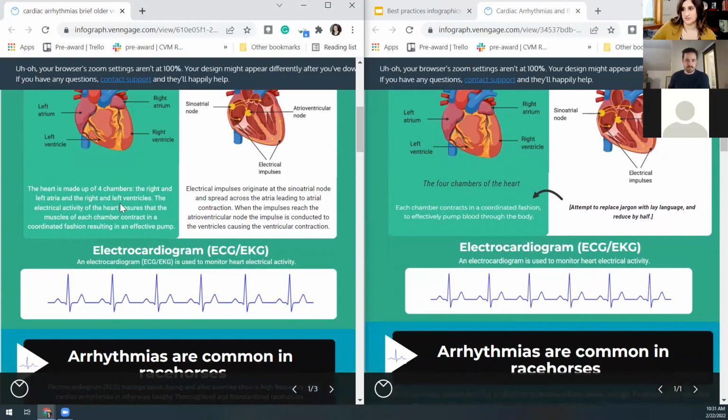We shortened this text quite a bit and made it less sciencey. Attempt to replace the jargon with lay language and reduce it by about half. There's a good rule of thumb in marketing that you write something and then you cut it in half when you're done writing. And that's not always possible, but that is a good thing to strive for. Get what you want down and then see if you can cut it in half.